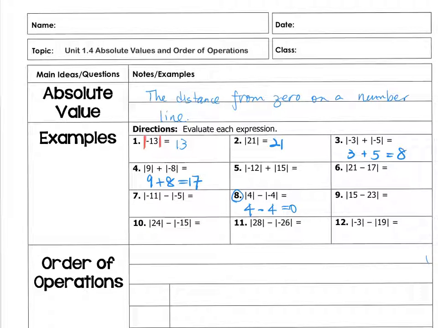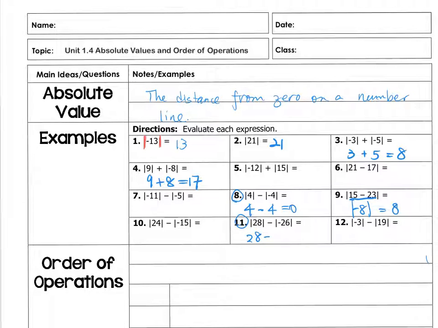And in this case, absolute value works like the parentheses. So you have to take care of this operation first. 15 minus 23 is negative 8. And then now you can take the absolute value of negative 8. That's positive 8.